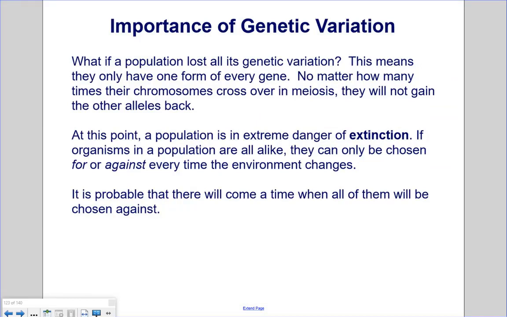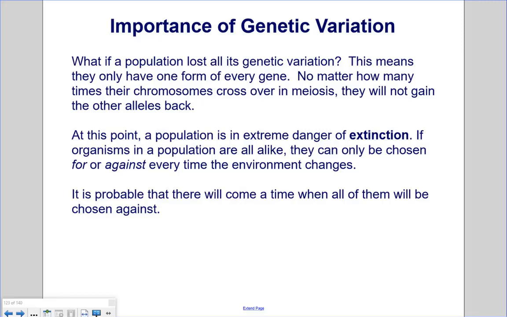Importance of genetic variation. What if a population lost all its genetic variation? This means they only have one form of every gene. No matter how many times their chromosomes cross over in meiosis, they will not gain the other alleles back. At this point, a population is in extreme danger of extinction.